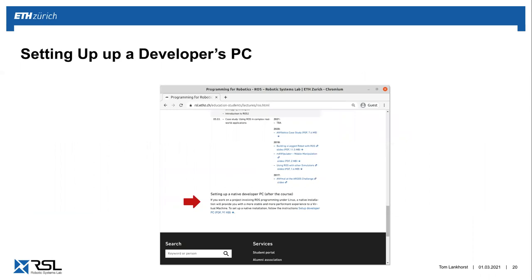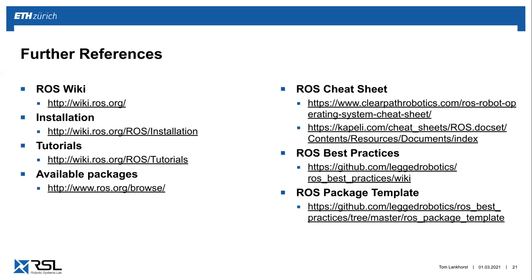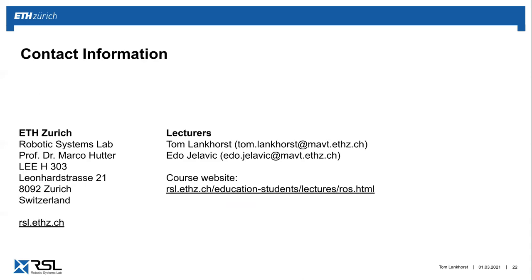Now, this concludes the theoretical part about ROS1 in the ROS course. Might you at some point want to set up a developer's PC, a native PC that runs ROS, then we would invite you to read the setting up a native developer's PC document provided on the website. Finally, there are the typical further references, which are great resources to extend your knowledge about ROS1 and ROS1 programming. And that concludes the ROS1 part of the course.